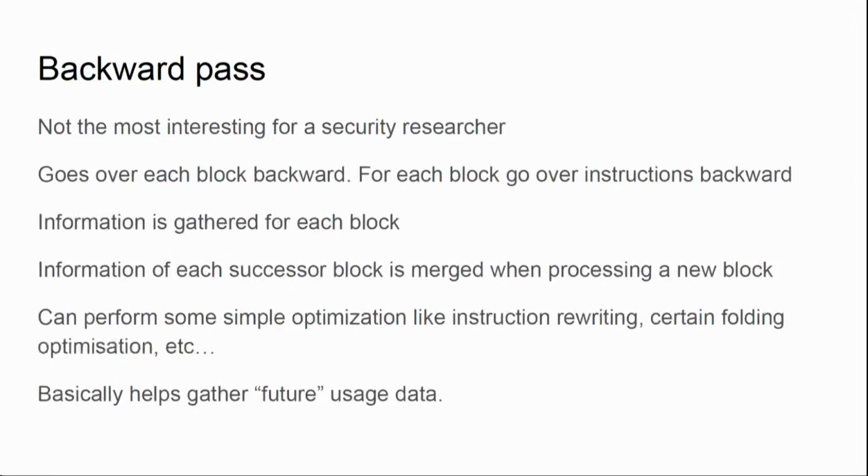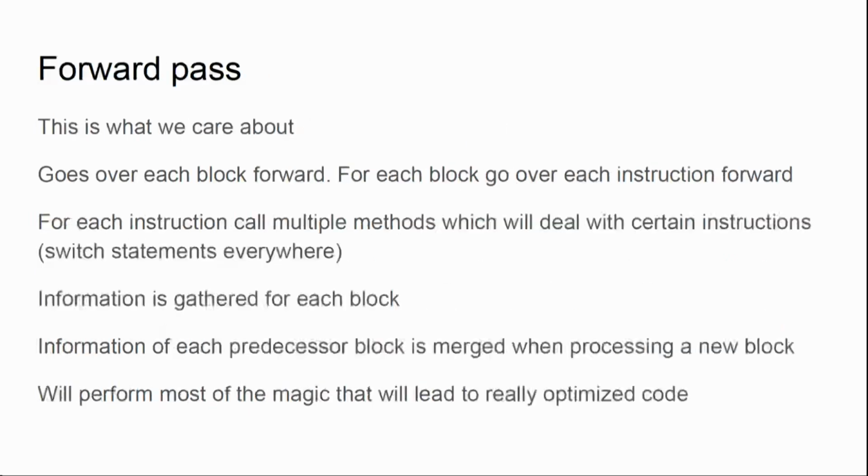So the backward pass is the first thing that runs in the global optimizer. It's not the most interesting for a security researcher. The algorithm is pretty simple. You go over each block backward. For each block, you go over each instruction backward. Information is gathered for each block. And basically, every time you start processing a new block of the CFG, you have to merge information of the predecessor blocks, the ones you treated already. And it can perform some simple optimizations, like instruction rewriting, some kind of constant folding and stuff like that, but it's not really interesting in terms of security bugs. And yeah, that's about it. It's not super interesting for us.